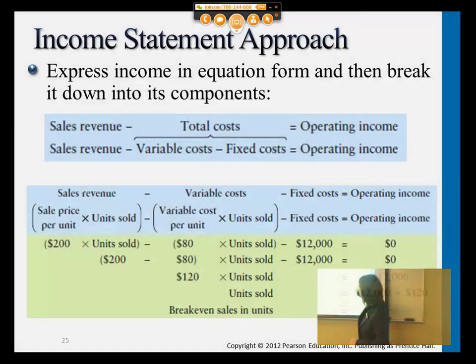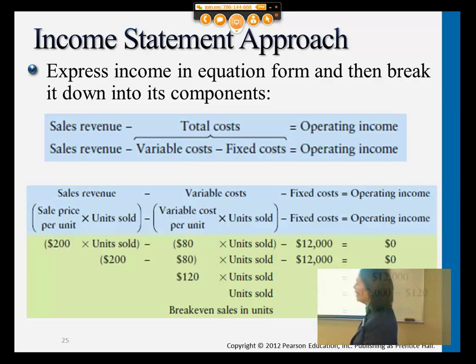Here, look at this, operating income is 0. This is a good illustration of a break-even point. Why is my operating income 0? What I'm trying to see here is the income statement approach to figure out the break-even point, okay? So keep in mind, when we're talking about break-even point, your operating income is 0, okay? So let's look at this.